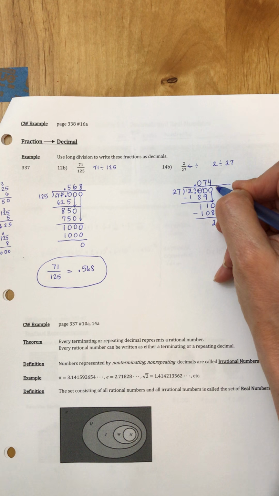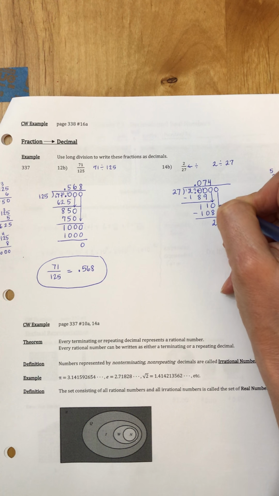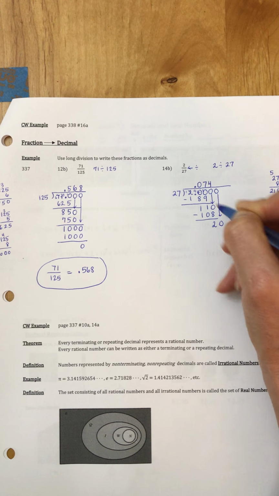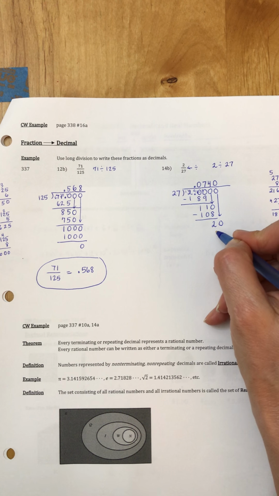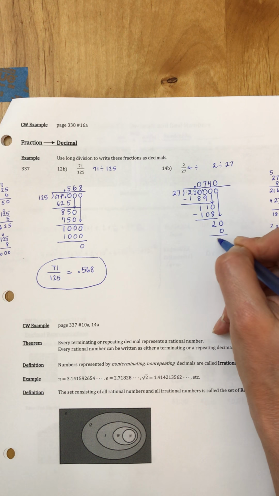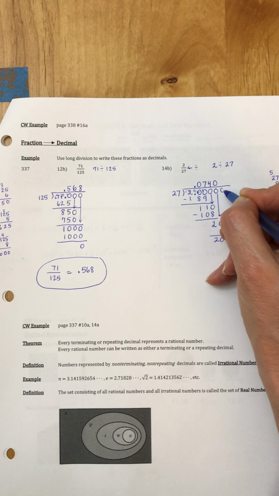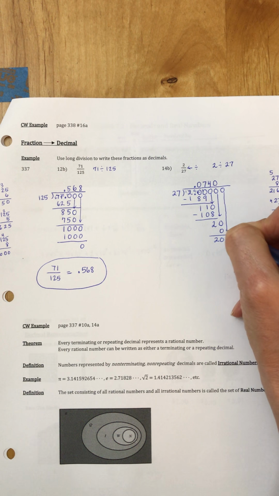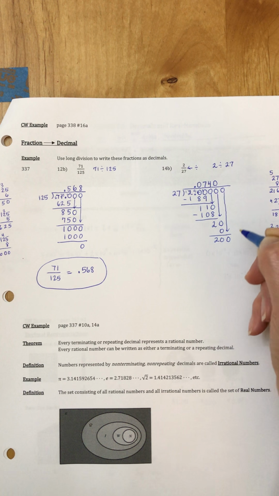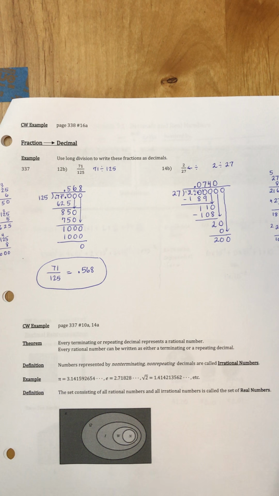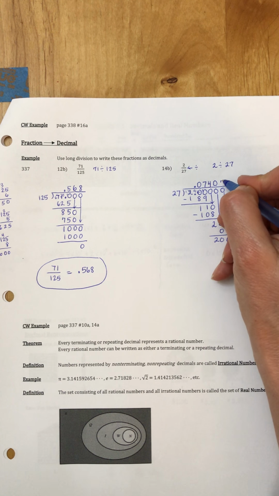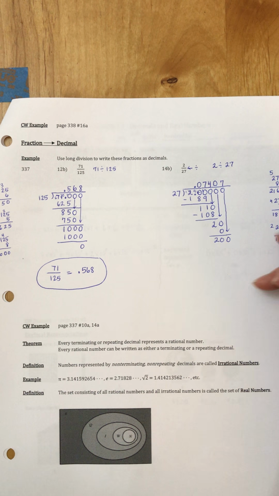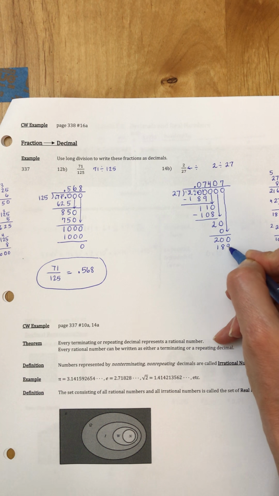Okay, so now we're still not done, so we're going to go ahead and add a 0. And we're saying 27 into 20. It doesn't go. So we put a 0 and then we keep going. And we add another 0. Go down here. Okay, 27 into 200. This is starting to look a little familiar. That's how we started the problem, was 27 into 200. We found that went 7 times, and 27 times 7 is 189.